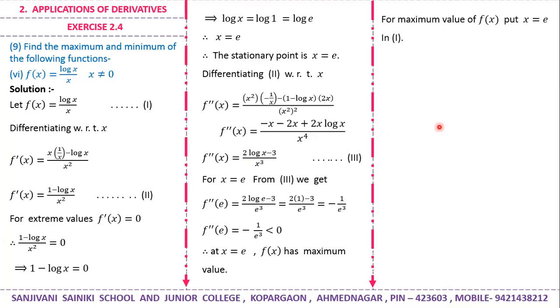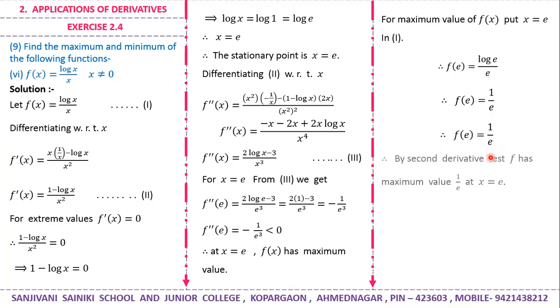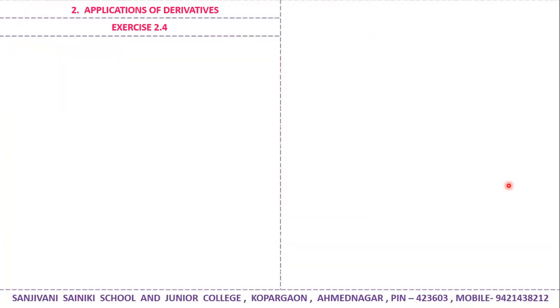The maximum value of the function will be obtained by putting x is equal to e in the given function. Therefore, f of e is equal to log of e upon e. But log of e is 1, so we get 1 upon e. So the given function has maximum value 1 upon e. So by using the second derivative test, f has maximum value 1 upon e at the point x is equal to e.